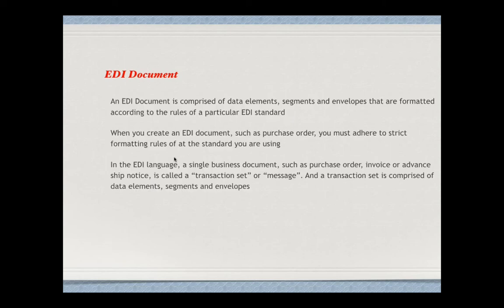Yeah? Next, EDI document. An EDI document is comprised of data elements, segments, and envelopes that are formatted according to the rules of a particular EDI standard. When you're creating an EDI document, say a purchase order, you must follow strict formatting rules of the standard you're using. These rules define exactly where and how each piece of information in the document will be found.